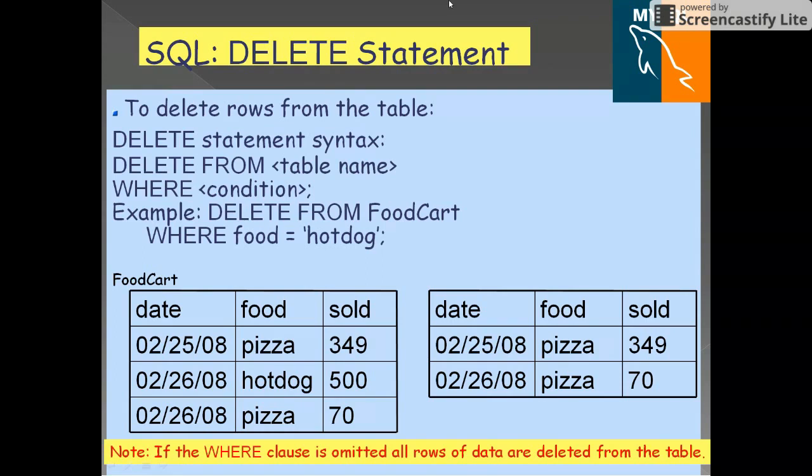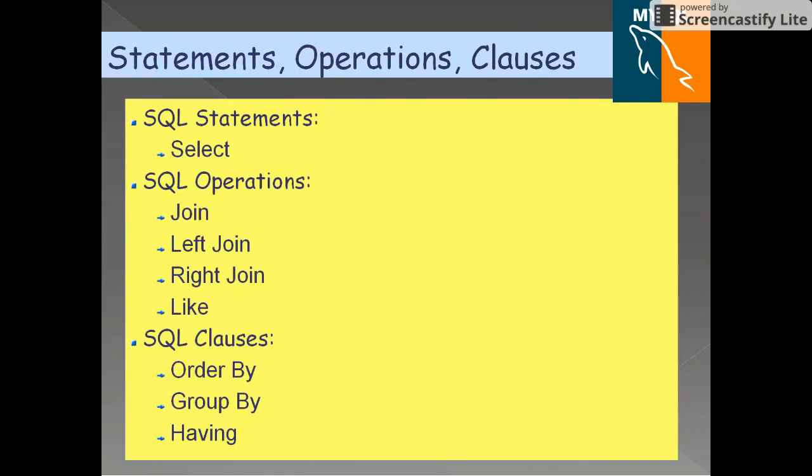Similarly, there is a delete statement where we can delete a certain row or certain field. For example, delete from food cart, the name of the table, where food equals hot dog. It deletes the entire row corresponding to the matching constraints passed by the where clause.